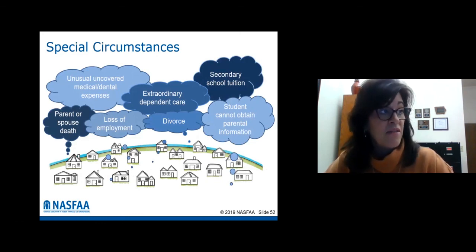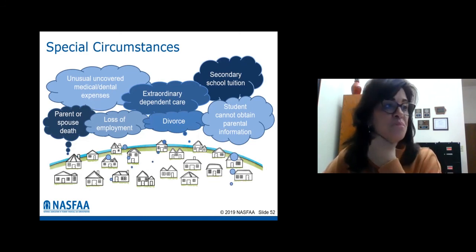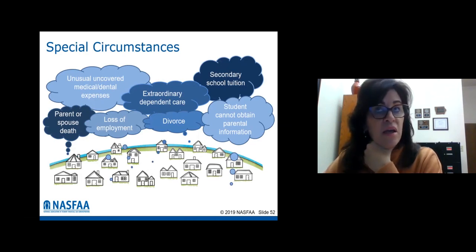God forbid, the death of a parent or a spouse, loss of employment, divorce, secondary school tuition, extraordinary dependent care. So maybe you have a grandparent that lives with you and you are paying extraordinarily high expenses for that. Unusual medical and dental expenses.